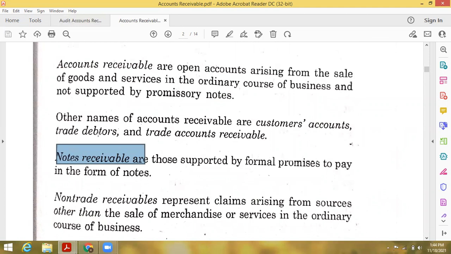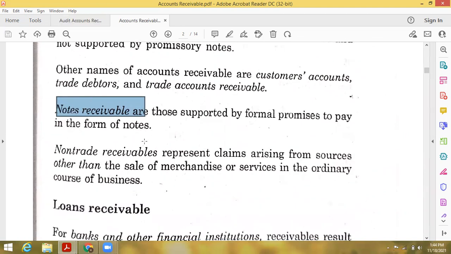So, we already know that trade is our day-to-day operation of the business, right? If you sell a product and the product is sold on credit, that is a trade receivable. So, what are non-trade receivables? When we say non-trade receivables, it represents claims arising from a source other than the sale of merchandise or service in the ordinary course of business.